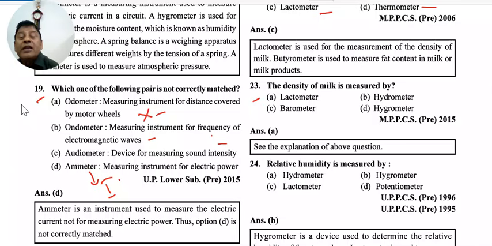Now come to this question. The density of milk is measured by, so again the lactometer, because the barometer measures the pressure, right? Hygrometer measures the relative humidity.